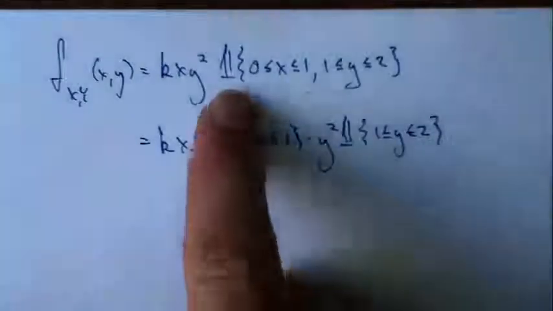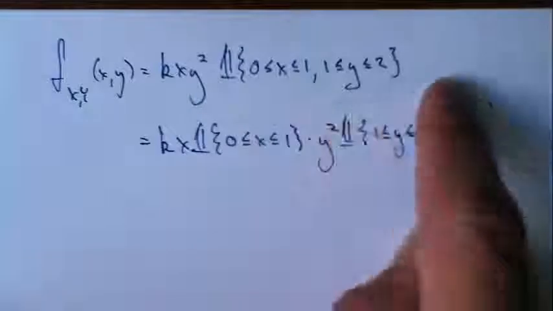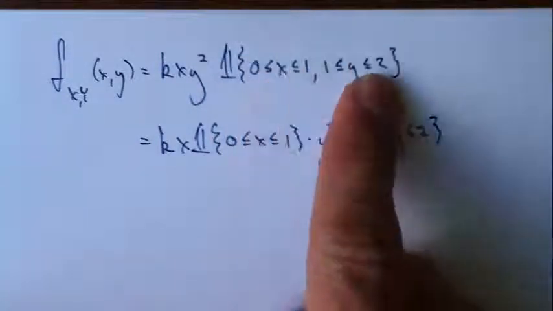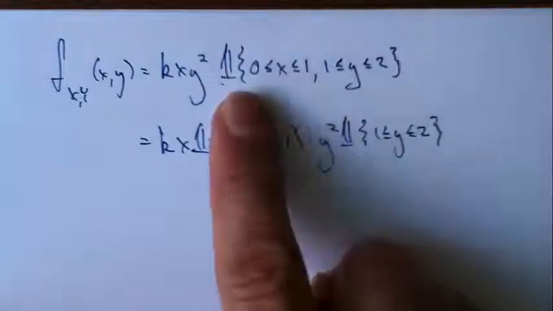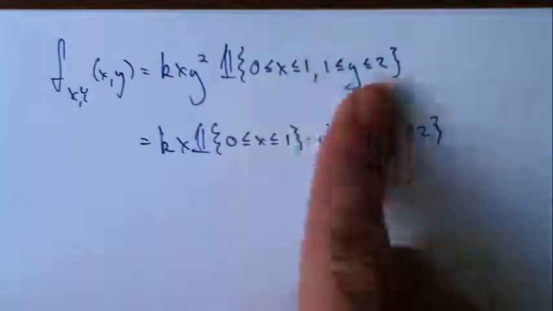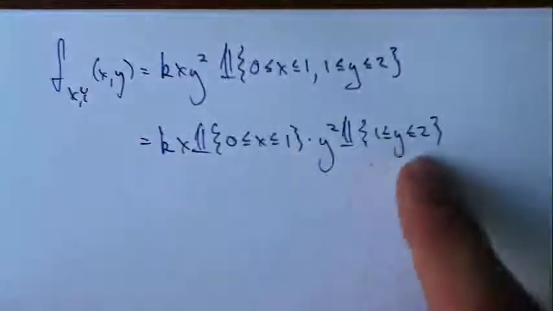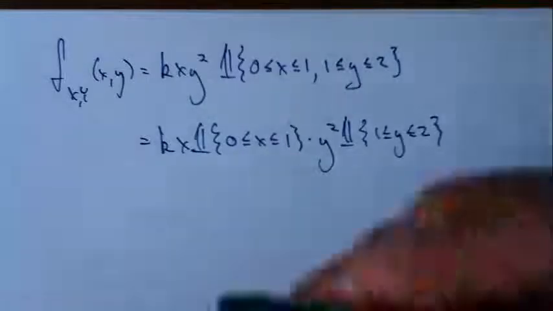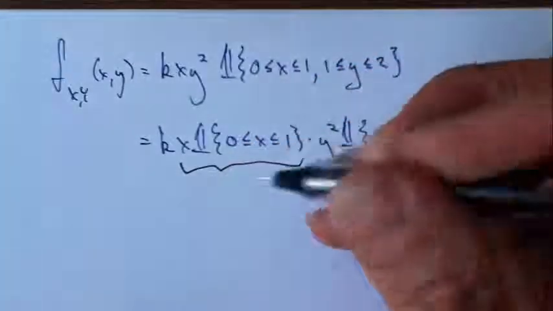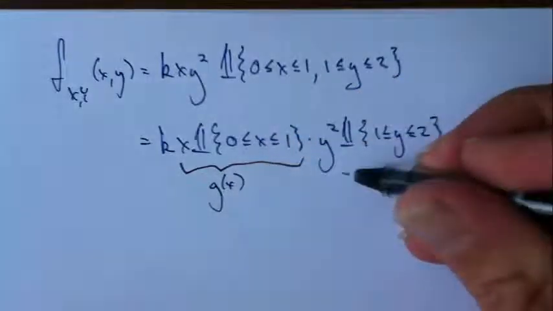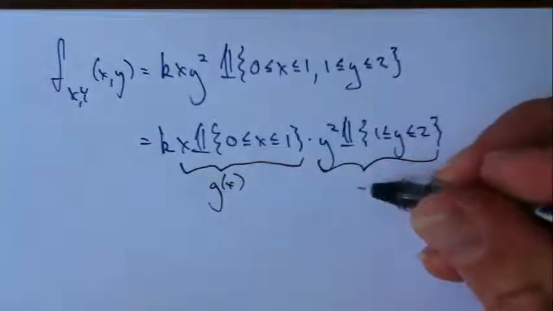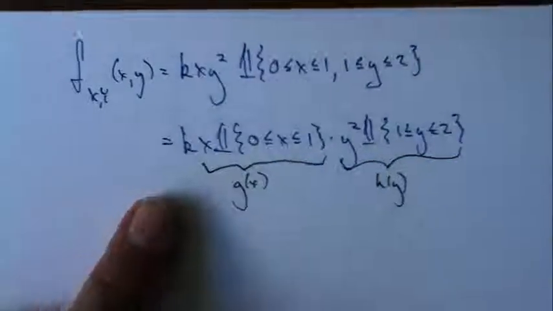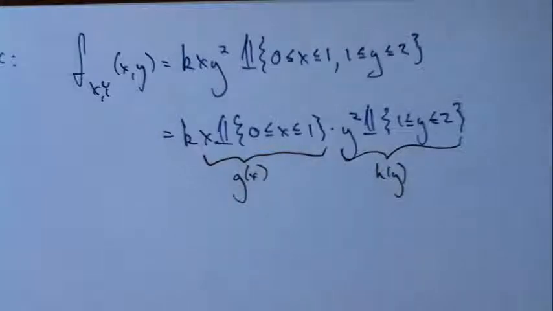Remember, we saw this in a previous video, that the indicator function of two different statements is equivalent to the product of the two indicator functions, right? So this indicator function times this one. So indeed, I can think of all of this as some function of x, and all of this is some function of y. And I can put the k with either one of them. So it should be true.